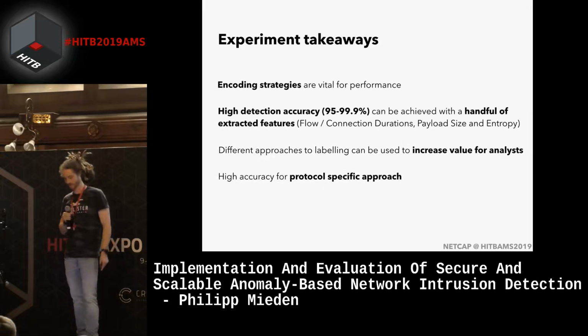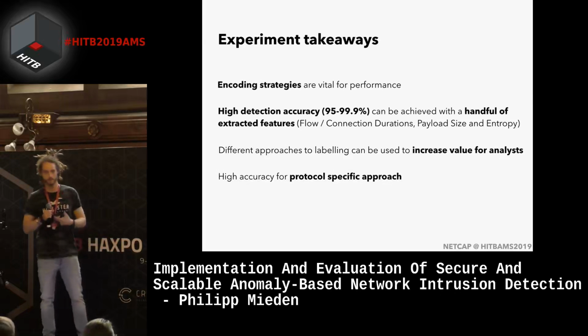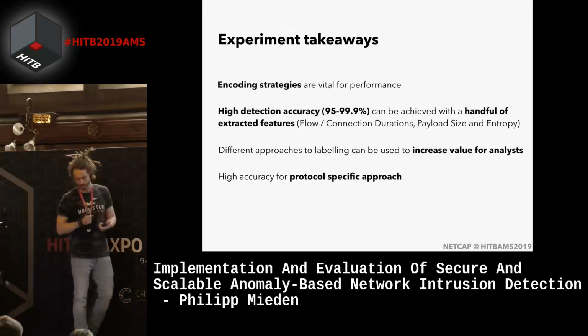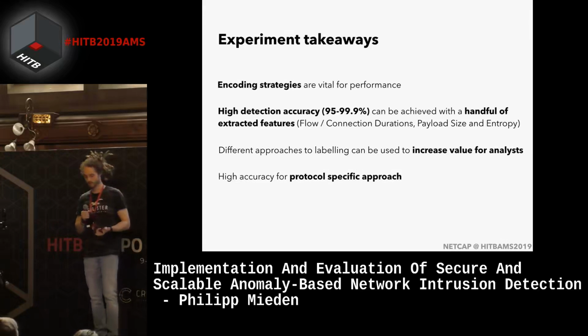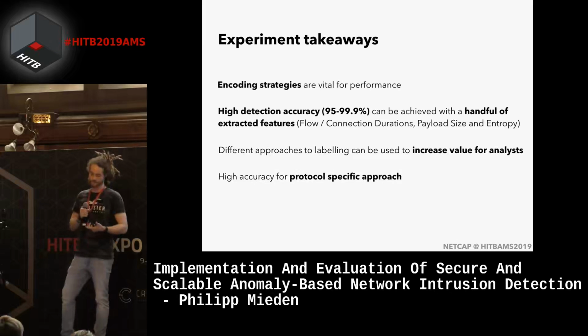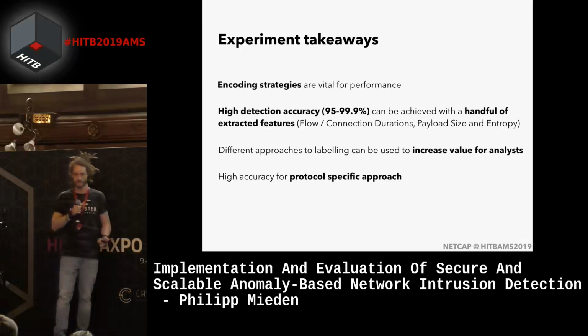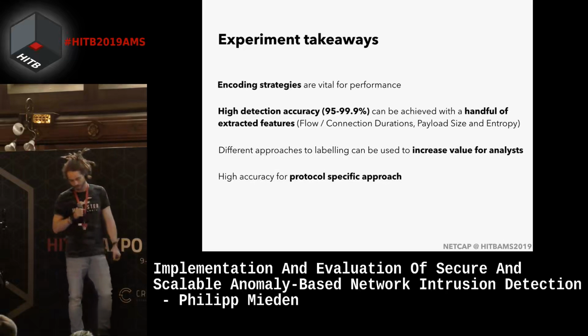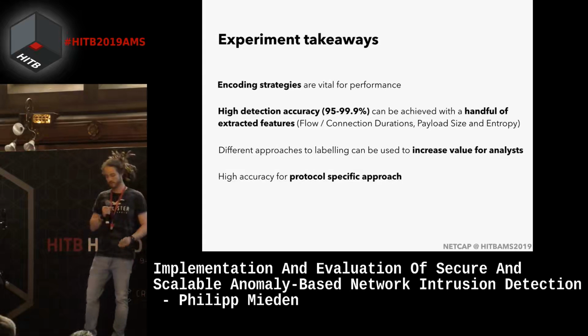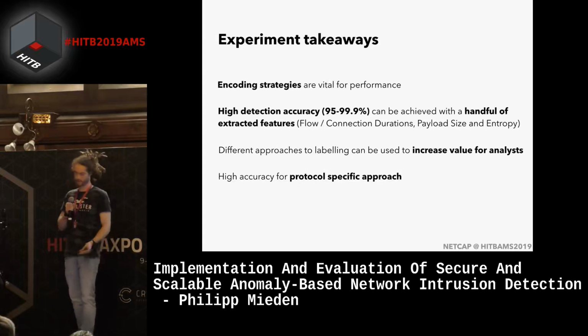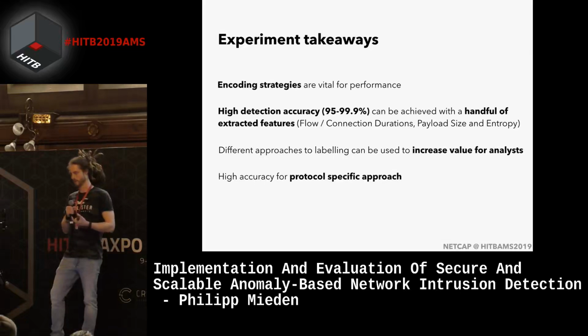Another interesting observation is that I got a really high detection accuracy with just a handful of extracted features. So extracted or generated features are those that we have to compute, so it costs resources to generate them. And the other ones were collected features that are directly available, like port numbers in a packet header, for example. So I was only using a handful of features like durations for flows or connections, or the payload size for certain audit record types, and the payload entropy in some cases.